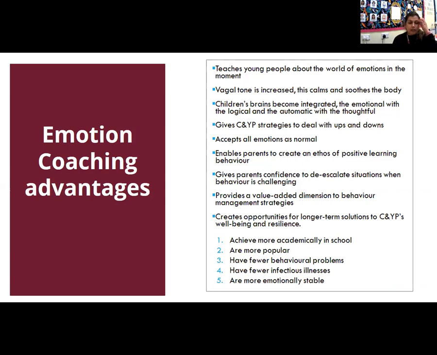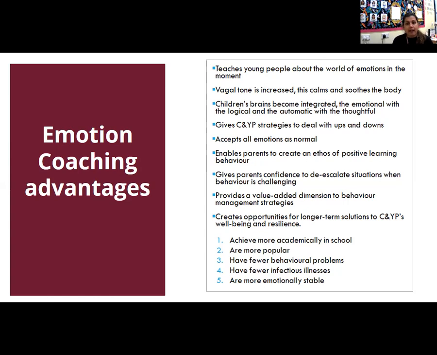So we talked about emotion coaching advantages. It teaches young people about the world in motion in that moment. Their vagal tone is increased, so their parasympathetic system is working in harmony with their sympathetic system. The children's brains become more integrated, so we talked about the left and the right hemisphere working in harmony. We're basically teaching our children to deal with ups and downs, and saying that that is also normal for everyone. We're accepting all emotions as normal and not labelling them as positive or negative.